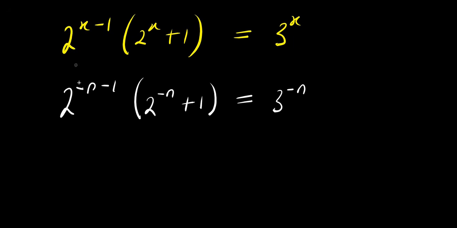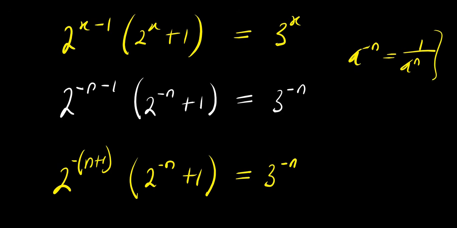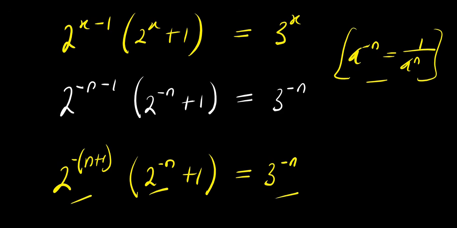From here, I can factor out the negative from the exponent. I have 2 power negative n minus 1, times 2 power negative n plus 1, equals 3 power negative n. Now consider this identity: if you have a power negative n, this equals 1 divided by a power n. So we are going to apply this identity right here, and right here. So let's do that immediately.